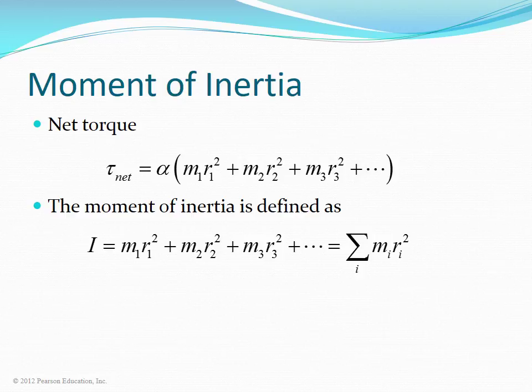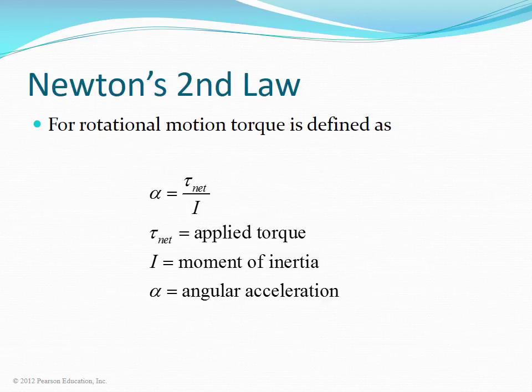A very important point is that the moment of inertia depends on the axis of rotation. If we change the axis of rotation, we change the moment of inertia. Using this definition of moment of inertia, Newton's second law can be stated in terms of rotation. A net torque will cause an object to experience an angular acceleration, where I is the moment of inertia.